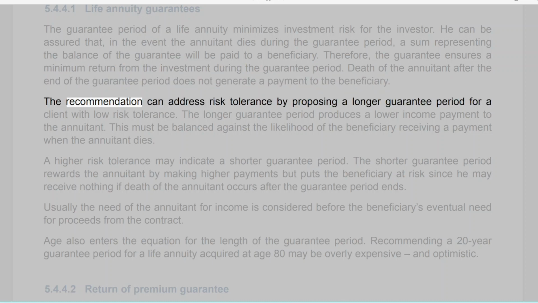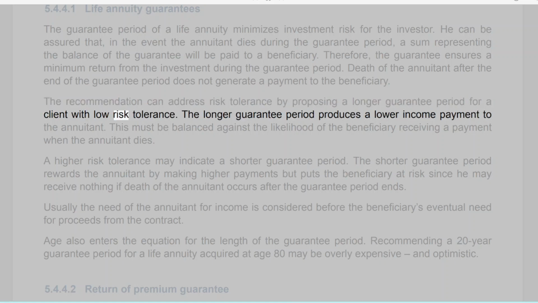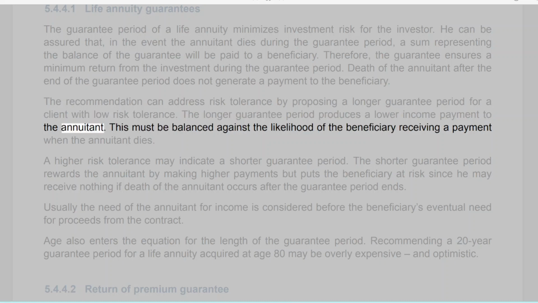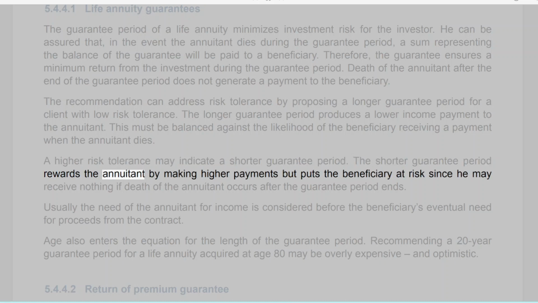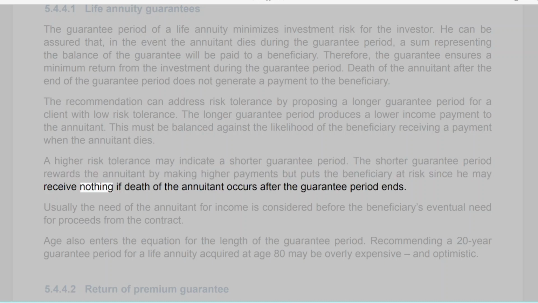The recommendation can address risk tolerance by proposing a longer guarantee period for a client with low risk tolerance. The longer guarantee period produces a lower income payment to the annuitant. This must be balanced against the likelihood of the beneficiary receiving a payment when the annuitant dies. A higher risk tolerance may indicate a shorter guarantee period. The shorter guarantee period rewards the annuitant by making higher payments but puts the beneficiary at risk since he may receive nothing if death of the annuitant occurs after the guarantee period ends.